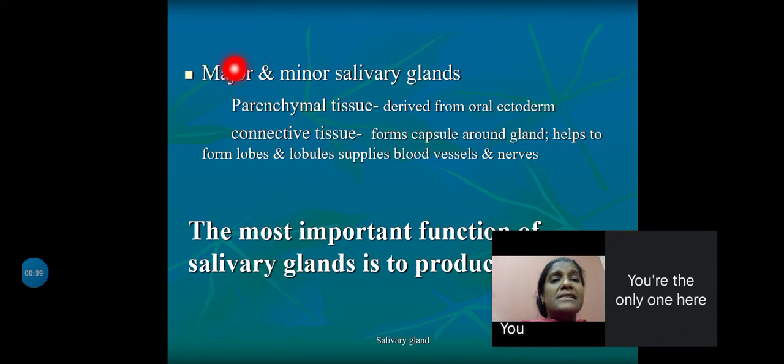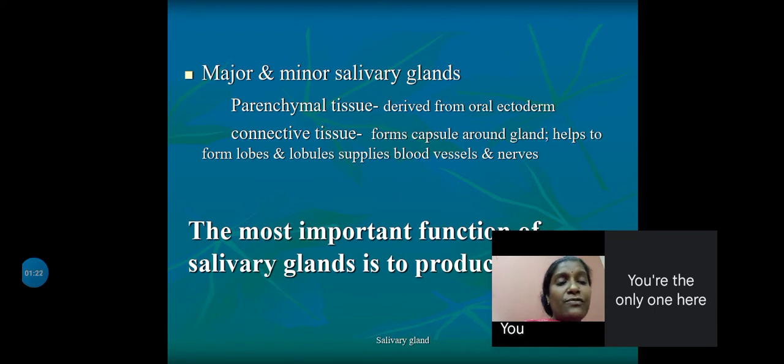The major and minor salivary glands put together, histologically, if you look at it, the epithelial component of the glandular tissue is called parenchyma. The parenchymal tissue epithelium is derived from the oral ectoderm. Whereas the connective tissue comprising fibers, collagen bundles, inflammatory cells and ectomesenchymal cells, all of these are present in and around these epithelial cells, supporting them. They help form a capsule around the gland, and they also help in splitting the gland into lobes and lobules.